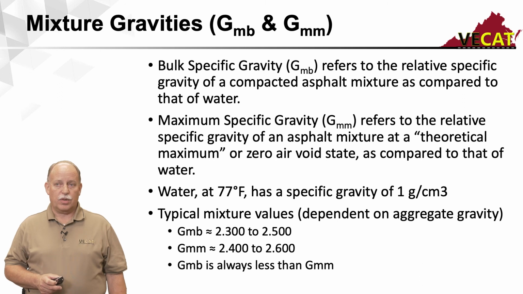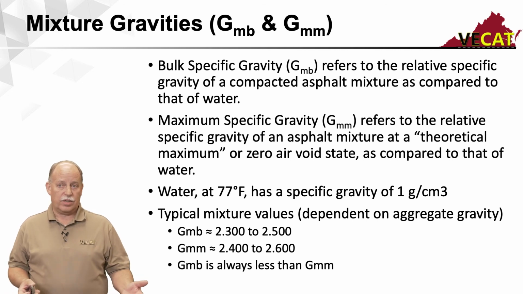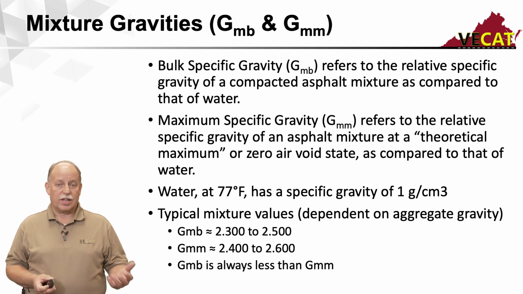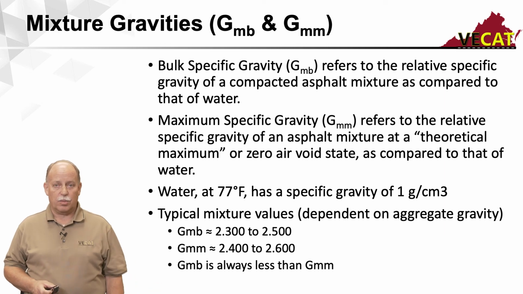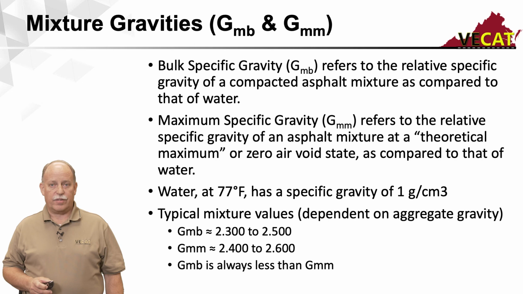So typical mixture values are dependent on, obviously, your aggregate gravities. A typical bulk specific gravity might be between 2.3 and 2.5. A typical maximum specific gravity is obviously going to be a little higher than that. It's going to be 2.4 to 2.6. So always keep in mind your Gmb, or your bulk specific gravity, has to be less than your maximum specific gravity. So if you're running a test and your bulk specific gravity is higher than your maximum specific gravity, then you've done something wrong. You've either done something wrong calculating your bulk specific gravity or your maximum specific gravity, and you need to go back and check that.